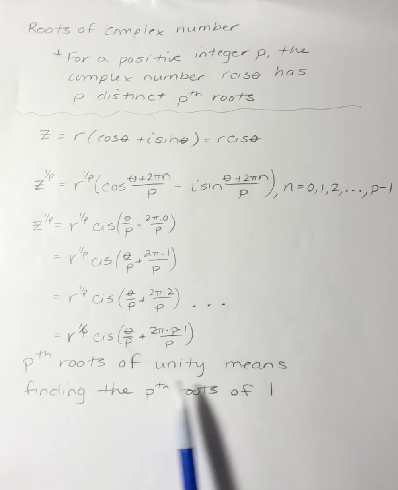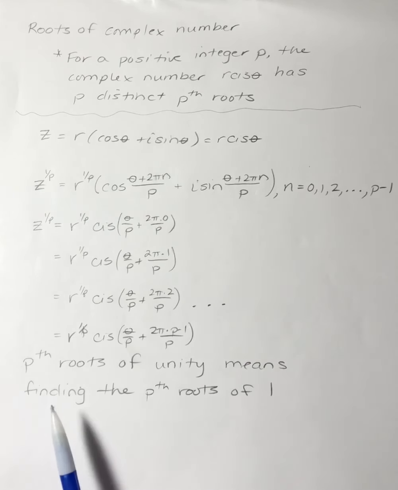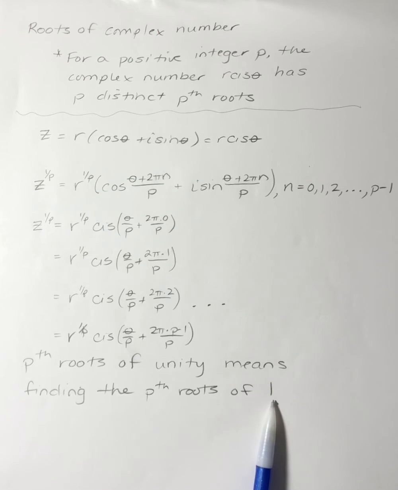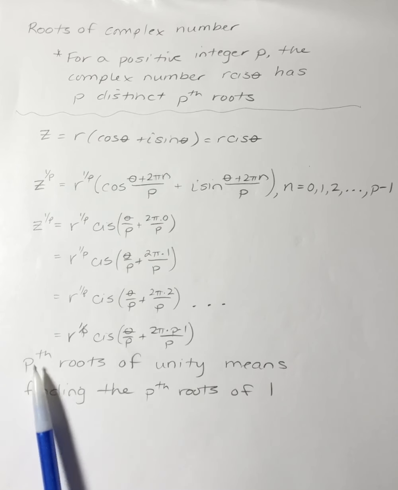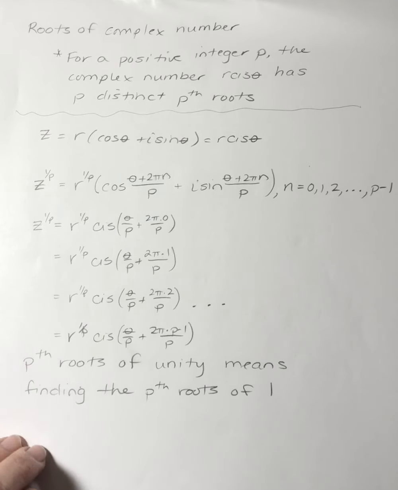So p-th roots of unity means finding the p-th roots of 1, okay? So you've always been told the square root of 1 is 1. Well, there's actually 2 square roots of 1. There's a real and there's a complex, okay? Cube roots of 1, 4th roots of 1. If they ask you to find the p-th roots of unity or the nth roots of unity, you can use whatever variable you want here. Your book uses a p, okay? So you're going to use that for these problems. All right, so I have lots of space for these.